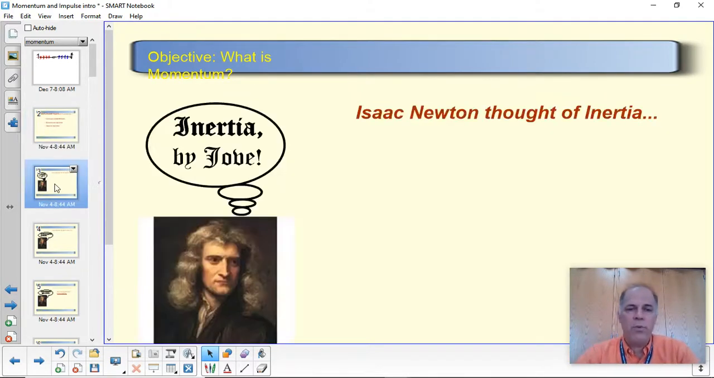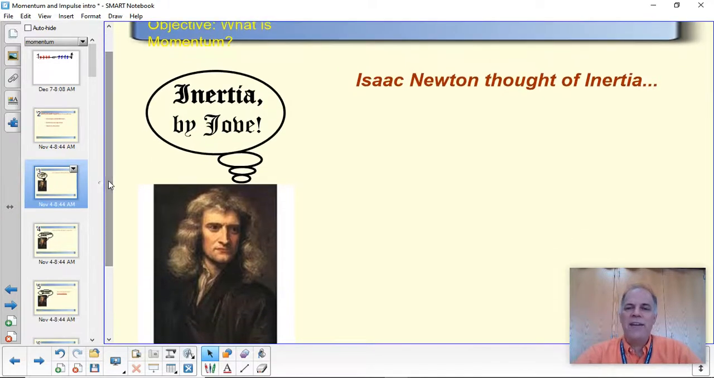So we're going to start off with Isaac Newton because everything in physics starts with Isaac Newton. And Isaac Newton thought about inertia. We learned about the first law recently and about how all objects have inertia. And he was thinking on this particular day about the inertia of objects which are moving. So inertia in motion.